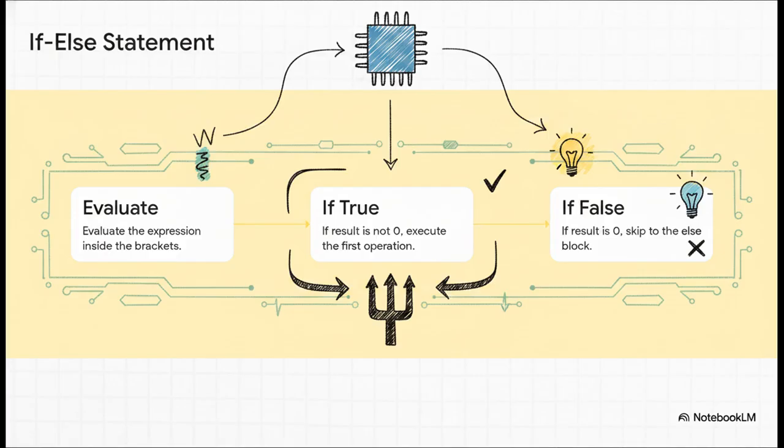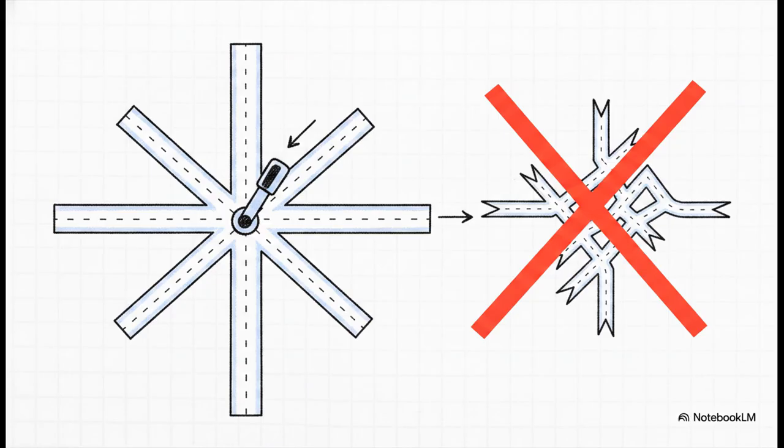The microcontroller checks a condition inside the parentheses. Is the condition true? Great, execute the code. Is it false? Skip right over it to the alternative block. It's the ultimate fork in the road for your logic. But what happens when you hit a massive intersection with, say, 5 or 10 different roads?